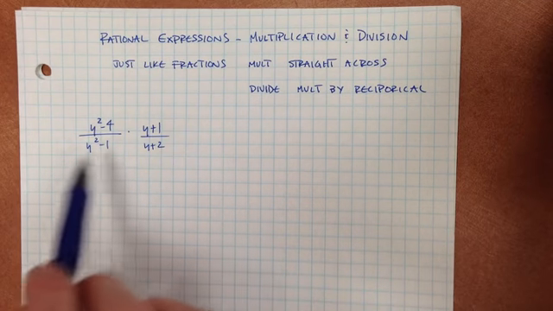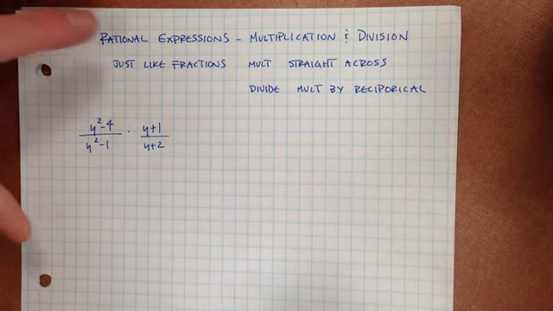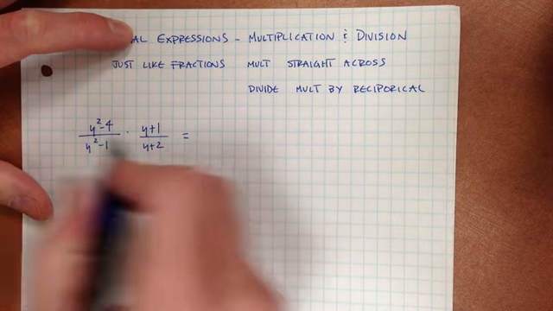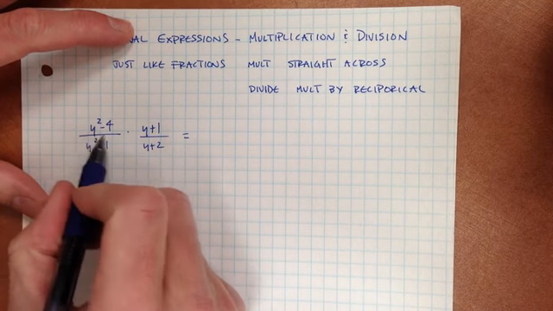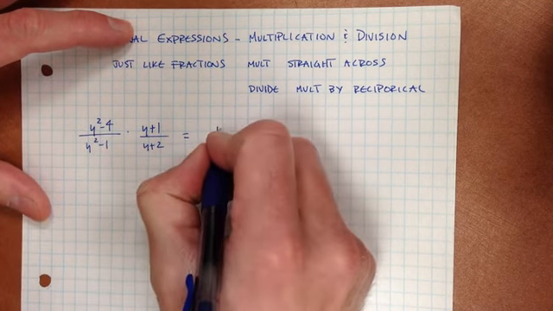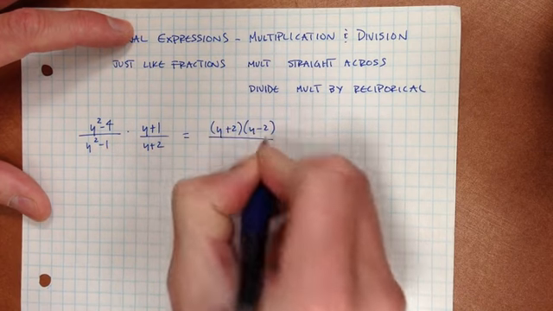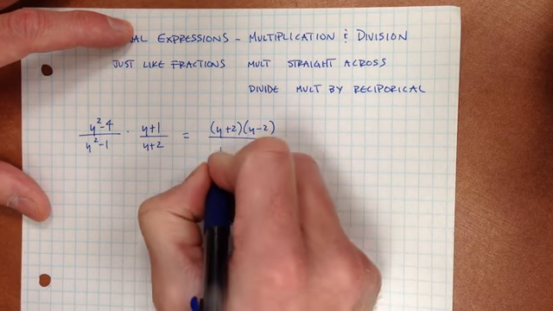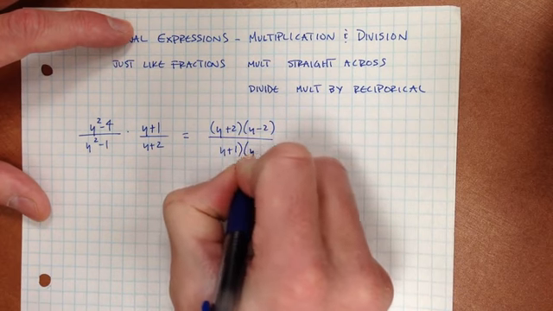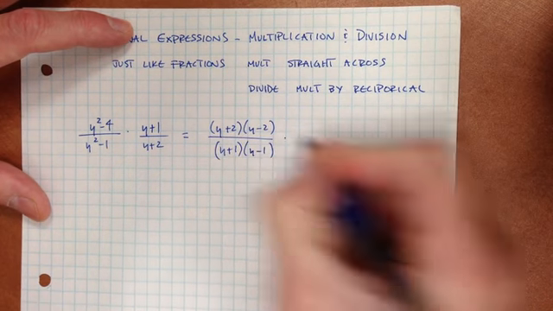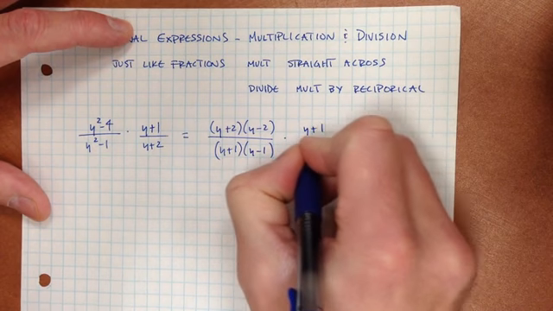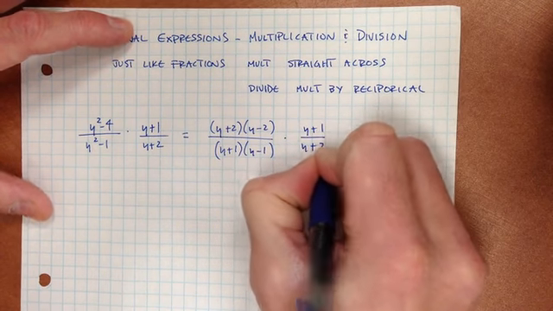I can't really tell what's going on because it is not in factored form, so one of our first steps will be to simplify everything and factor it here. So this is a difference of squares, y plus 2, y minus 2, over a difference of squares again, y plus 1, y minus 1, times y plus 1 over y plus 2.